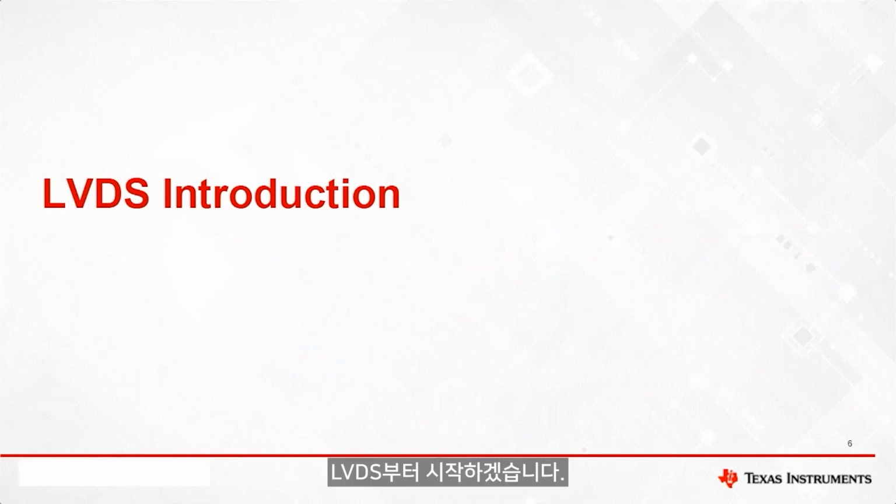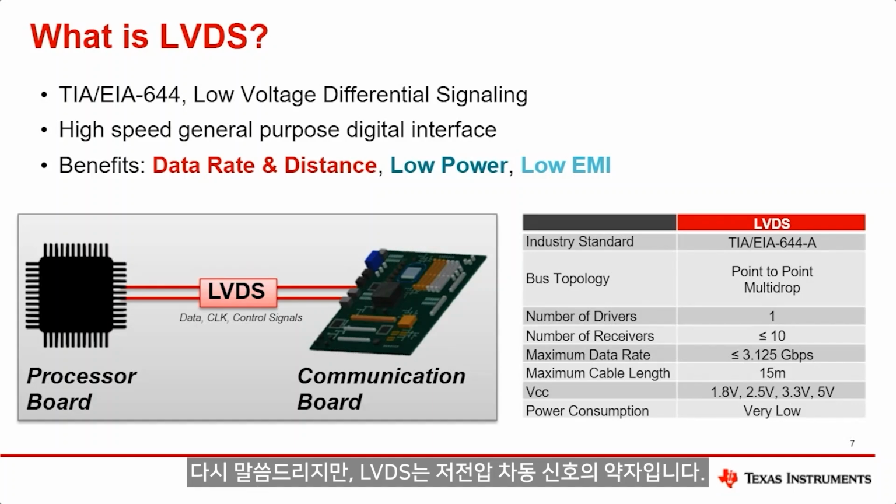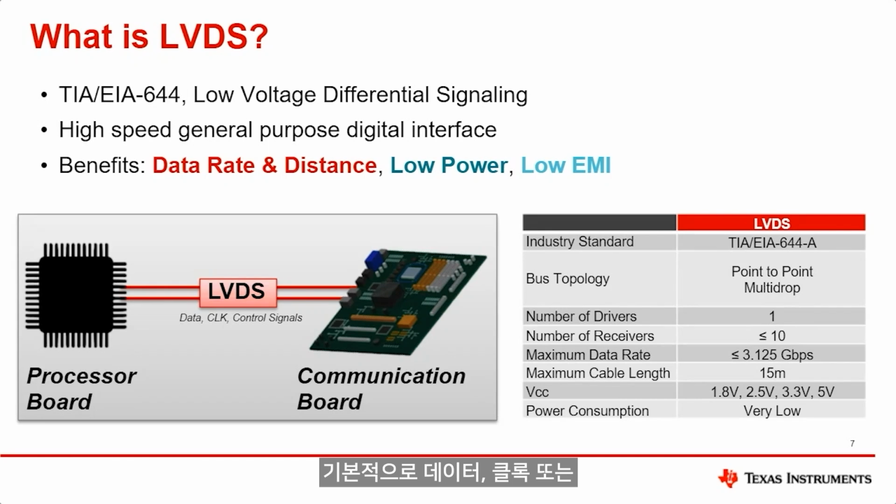I'll start with LVDS. So again, LVDS stands for low voltage differential signaling. Essentially, it's a high-speed general purpose digital interface that's used for data, clock, or control signal transmission. The standard only defines the physical layer electrical characteristics of the signaling method, and it does not define the data link layer or other layers of the OSI model. So it's not dictating how bits are moving, rather just defining the voltages and currents to allow an LVDS driver to be compatible with an LVDS receiver, for example.